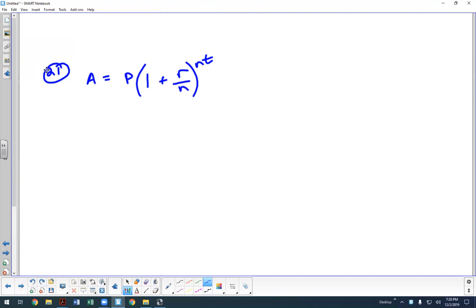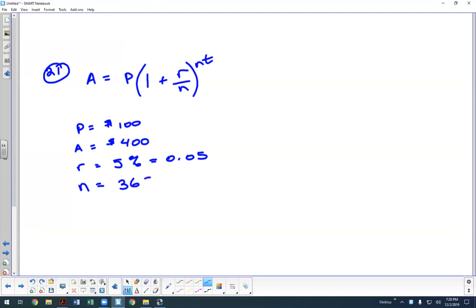So they are saying how long does it take for $100 to grow? So that's our principal. It's growing to $400, so that's our amount. It's growing at a rate of 5% again. So 5% as a decimal. It's compounded daily, which means your interest is being calculated on a daily basis. So daily, remember we use 365 as the number of days in a year. So n will be 365.